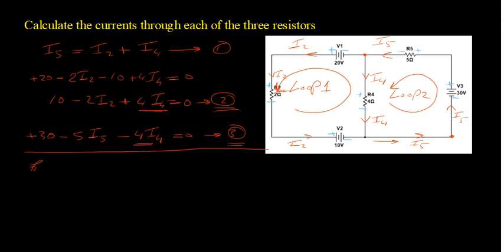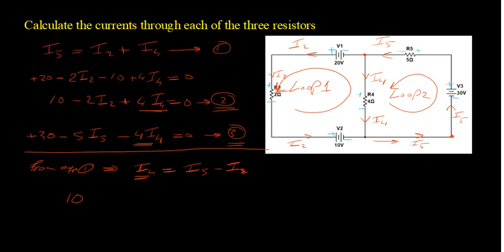Now, I can replace I4 by just modifying the first equation. So from equation 1, I can rewrite it this way. That's the current 4 equal current 5 minus current 2. Then I will replace this value in each of these equation 2 and 3 and do the math and expand the bracket. If I do that, it will give me this thing.